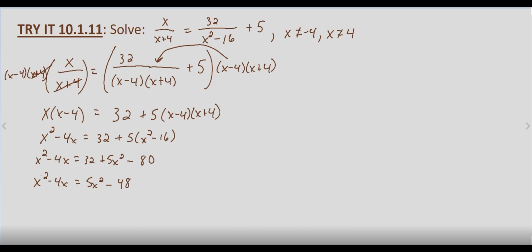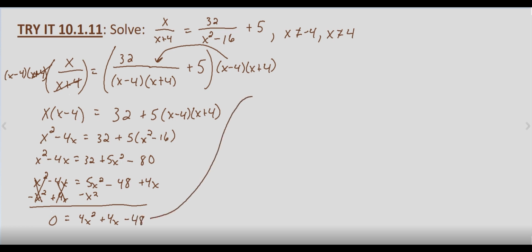Now if we move the 5x squared to the left-hand side, we're going to end up with a negative x squared term. So I'm going to move everything to the right-hand side instead. And we end up with minus x squared minus x squared. So the x squareds cancel, plus 4x, and I'll write this off to the side, plus 4x. So the 4x is canceled. We're left with 0 on the left-hand side, and on the right-hand side we have 4x squared plus 4x minus 48.